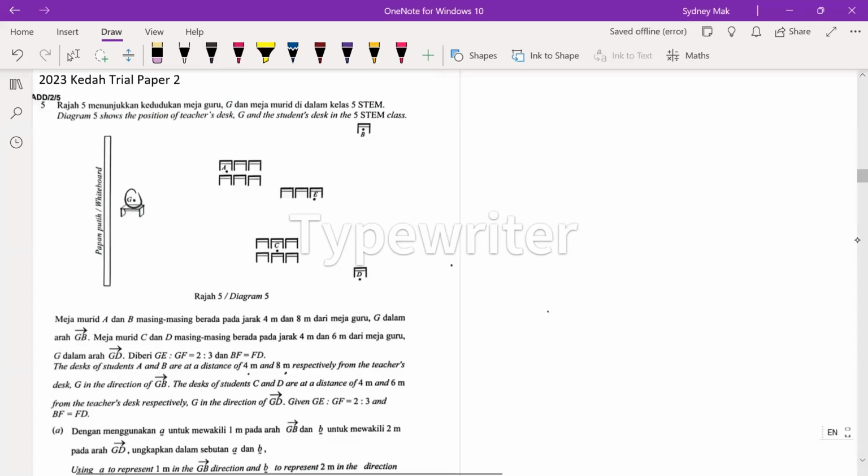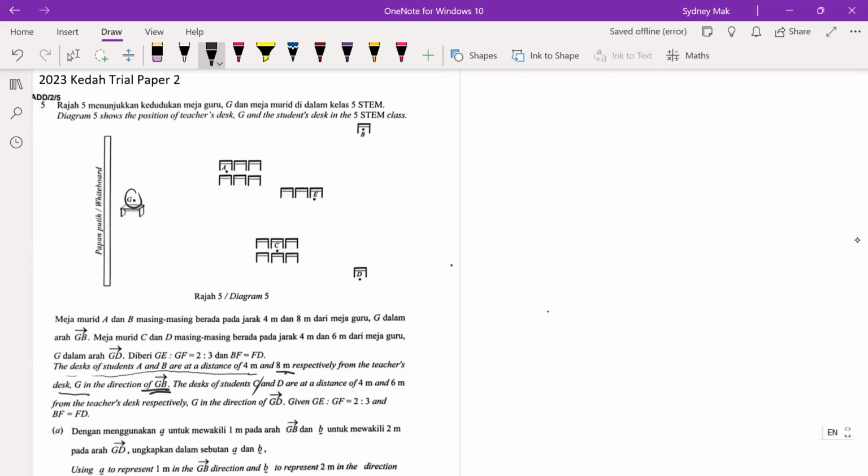Okay, let's look at this Kedah trial paper 2. We have diagram 5 that shows the position of the teacher, G, and the students in a class. The desks of students A and B are at a distance of 4 meter and 8 meter respectively from the teacher's desk G in the direction of GB, which means they are on the same straight line. So let's just sketch the usual vector diagram that we see so that it's easier for us to think.